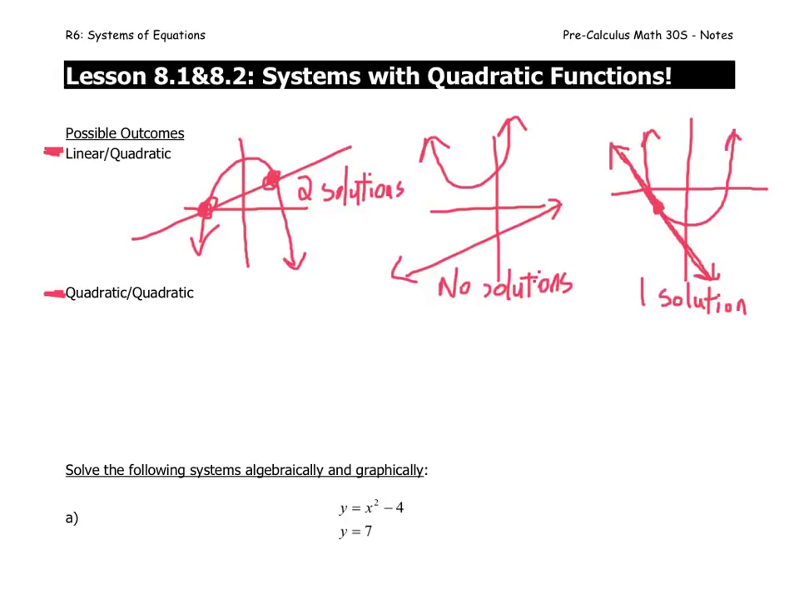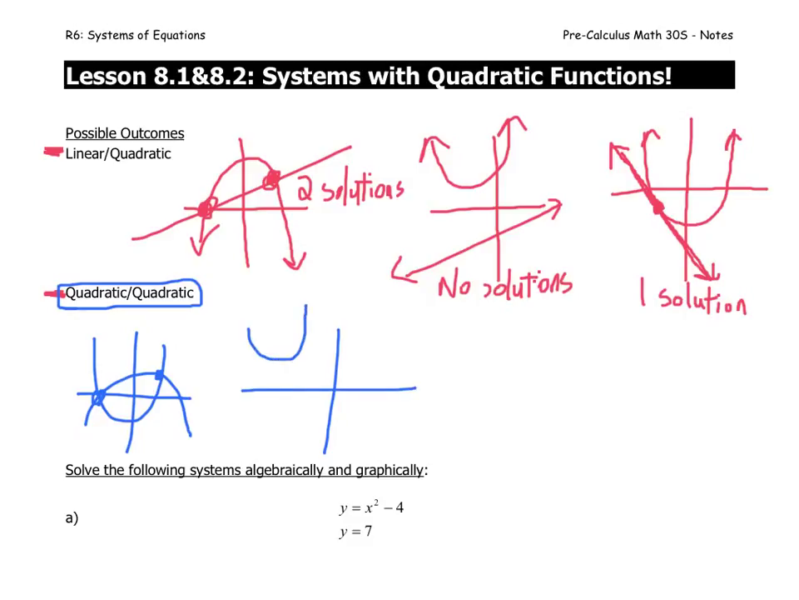Now what about quadratic systems? Again, there are going to be three possibilities here. You could have a parabola that meets another parabola twice, and two solutions. You could have a parabola up here, maybe another one down here: no solutions. Or for one solution, you could have a parabola here and a parabola there that just happen to share the same vertex, and so that's one solution. Those are the possibilities we could see when we actually do questions: two solutions, zero solutions, or one solution.